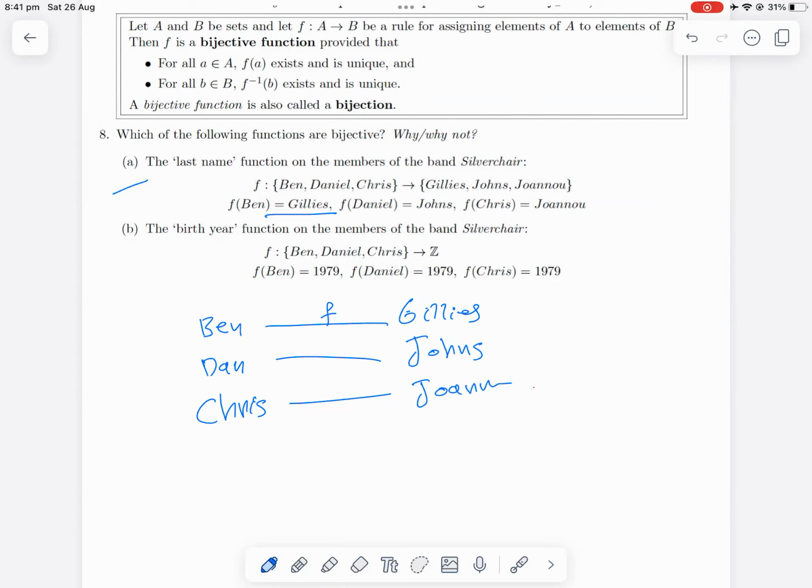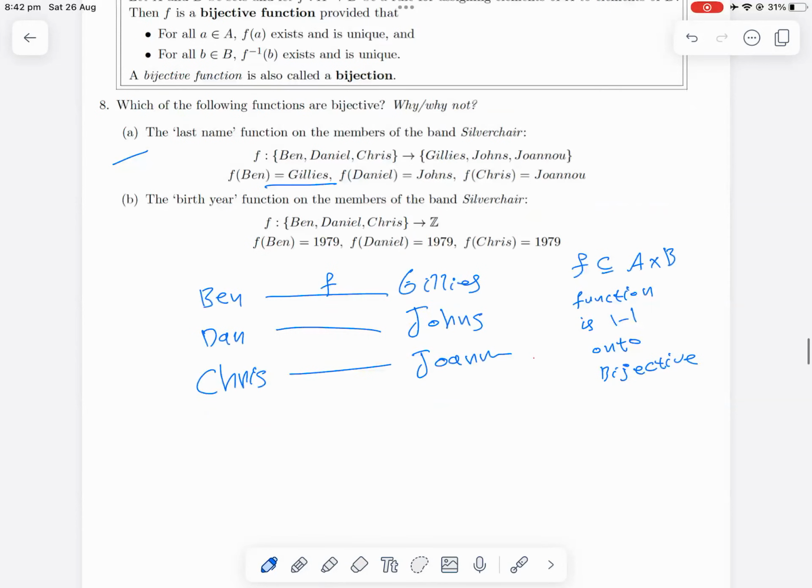So you see that this relation F belongs to A times B. It is a function, and it is one-to-one and it's onto as well. So this one is a bijection, or it is a bijective function.